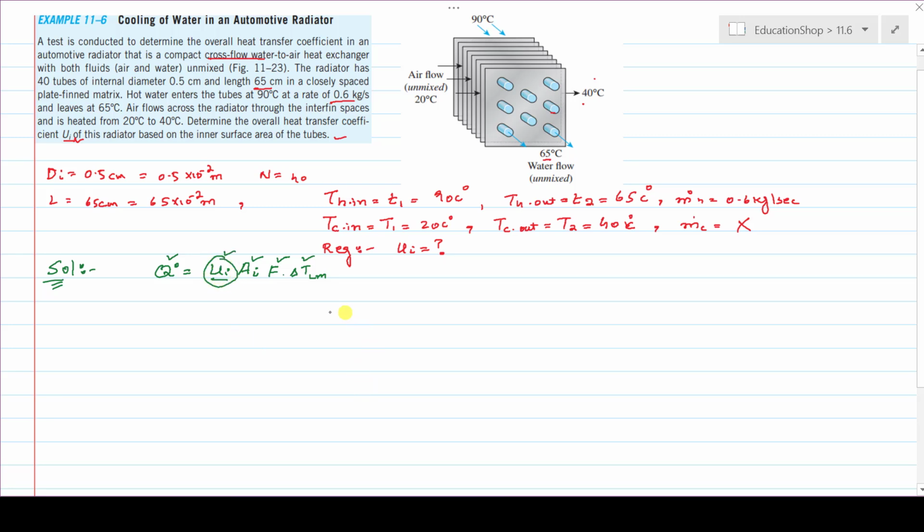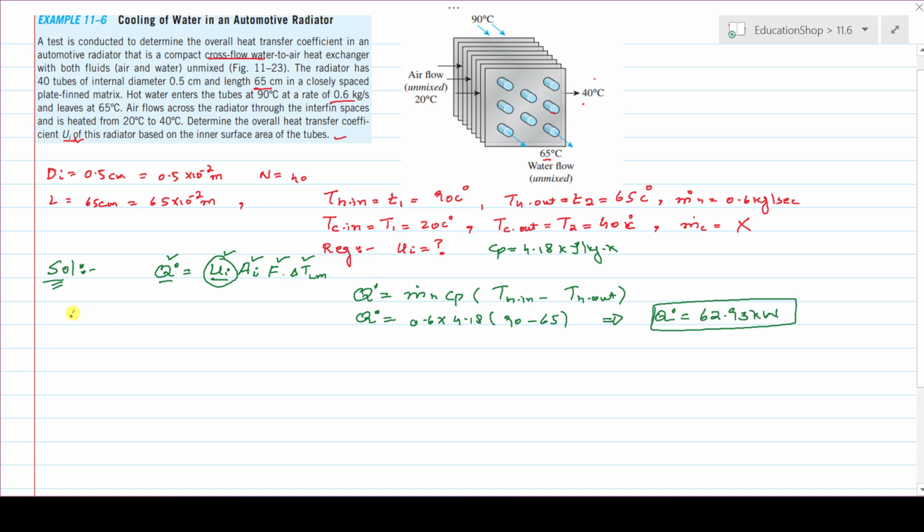Now let's first find the amount of heat released by the hot fluid, which is equal to m dot h Cp times the change in temperature. Cp for water is constant and it is 4.18 kilojoule per kg Kelvin. The change in temperature is T hot in minus T hot out. The mass flow rate of the hot fluid is 0.6, multiplied by 4.18, multiplied by 90 minus 65, and you will get the amount of heat released by the hot fluid, that is 62.93 kilowatt.